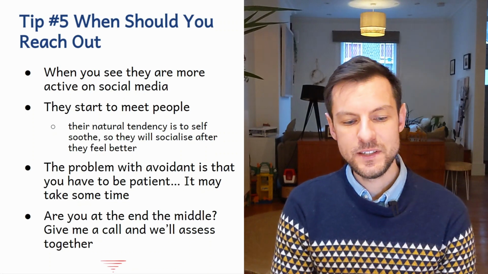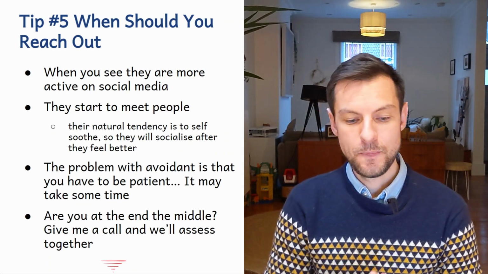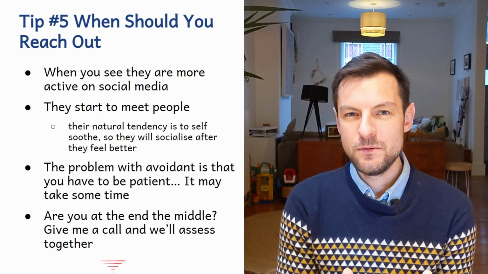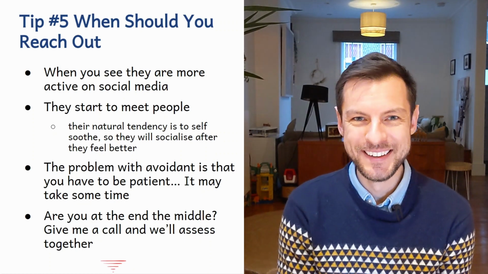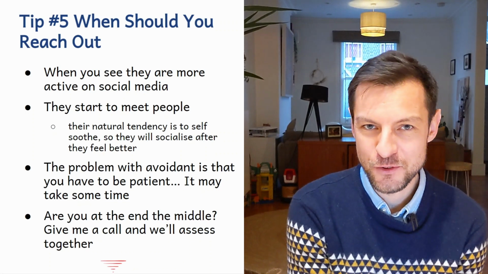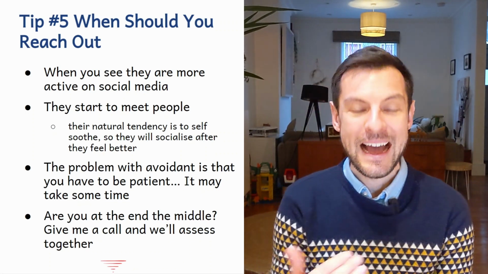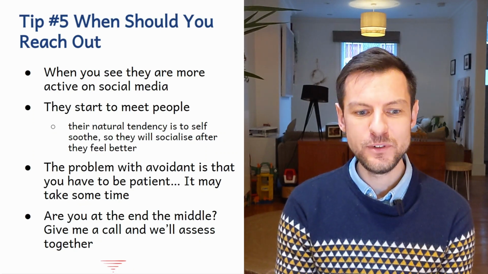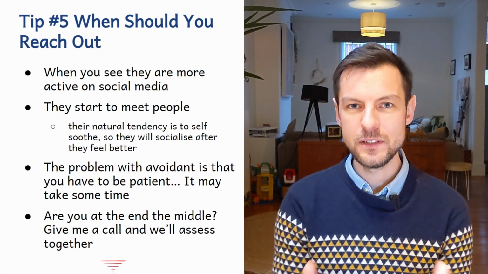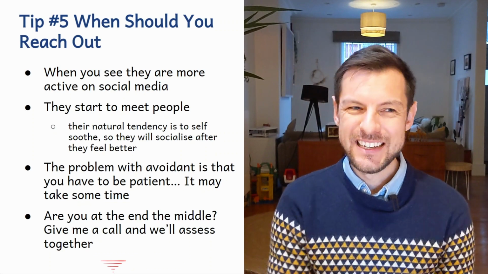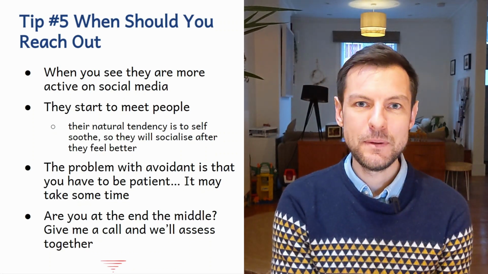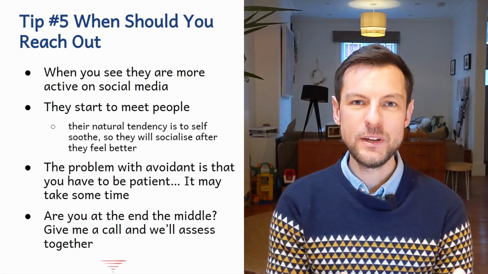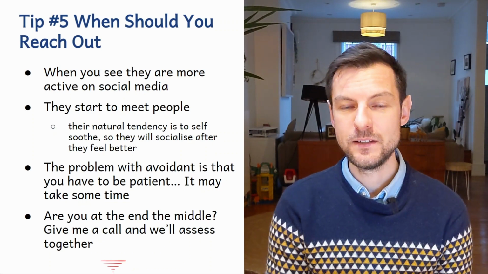The problem with avoidance is that you have to be patient, and it may take some time. So you might be thinking, okay, but how long? Maybe you're in the middle of the no contact, maybe you are at the end of the no contact. How can you know? I've tried to look for rules and numbers of days, and honestly, with avoidant people, it's really dependent on the context and on the relationship and on the different signs during the breakup and potentially during that phase of no contact.